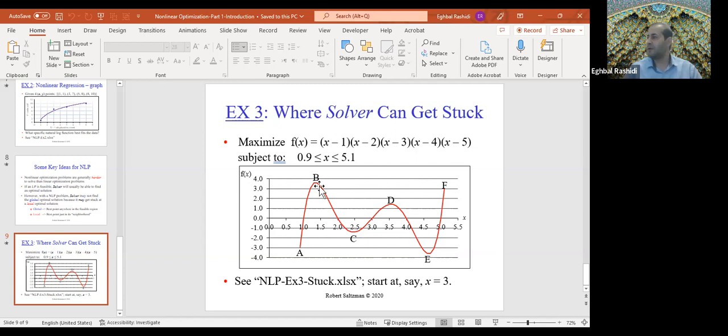But globally, this is better. So this is the global optimum, this is the local optimum. One of the challenges we have with nonlinear solvers is that your solver can get stuck in the local optimum. When it tries to figure out whether it has found the optimal solution, the signals are, yes, you are in an optimal solution, but it cannot be sure whether it's a global optimum or a local optimum. And that's one of the challenges too.